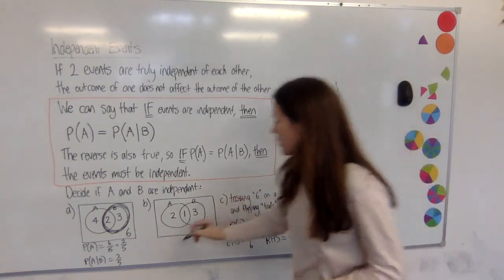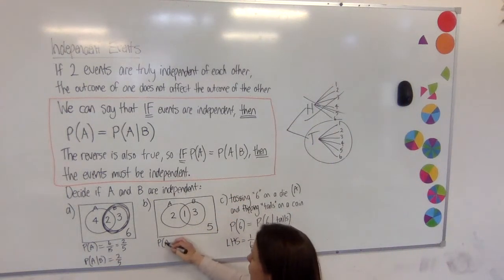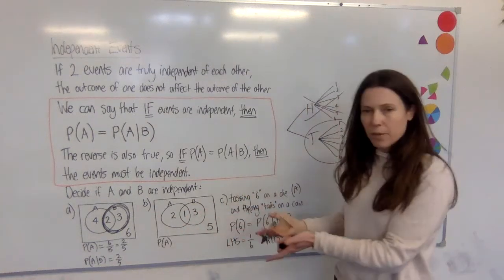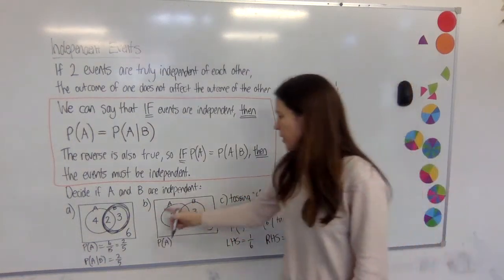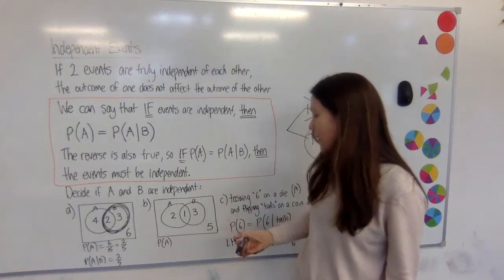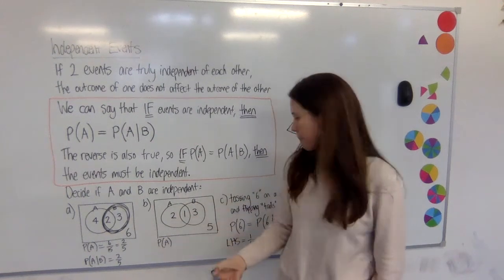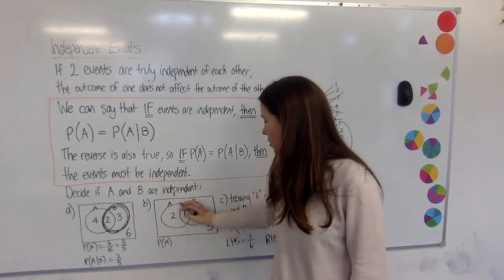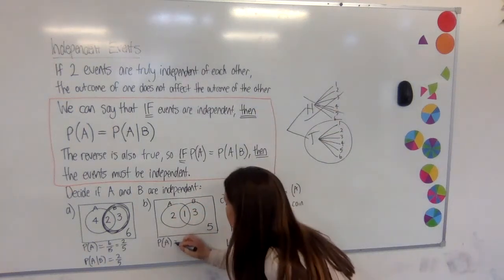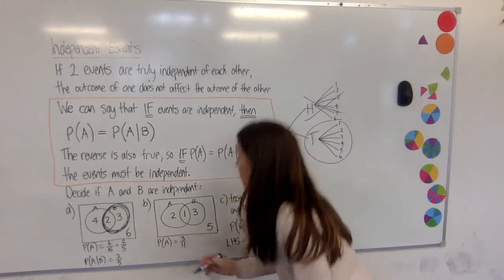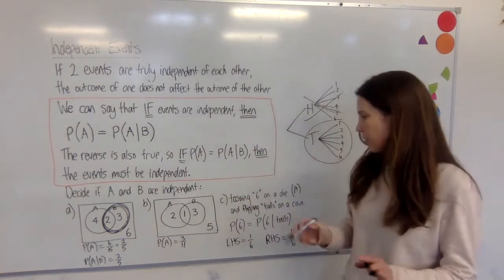Looking at the next one, what's the probability that if we pluck one of these members at random, it's something from the A circle? Well, how many are there altogether? 5, 6, 7, 8, 9, 10, 11 altogether. How many are in the A circle? 3. So we'd say it's 3 out of 11. That's the probability of A, just all by itself.